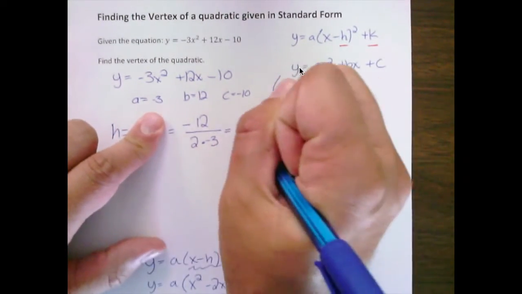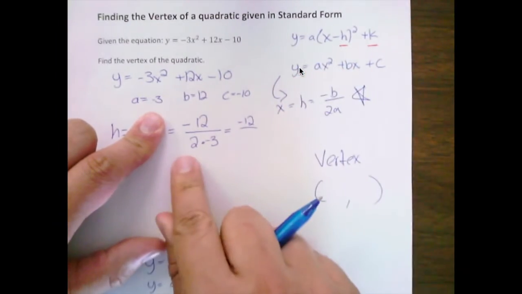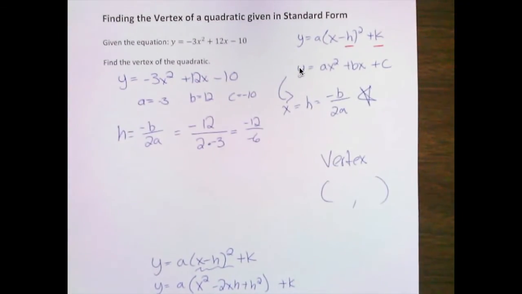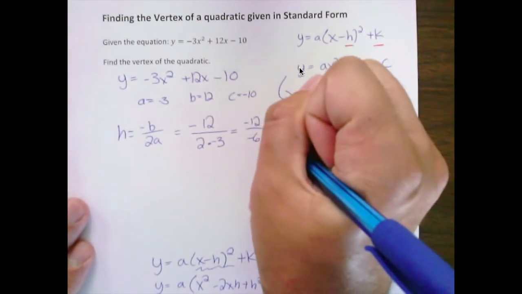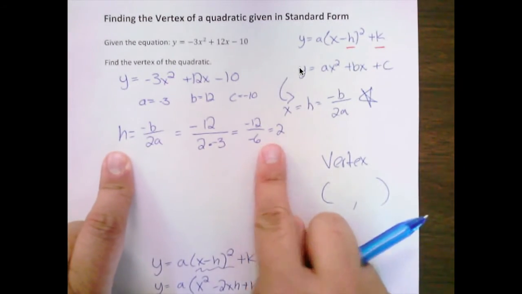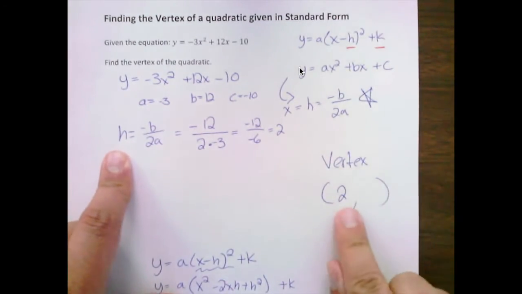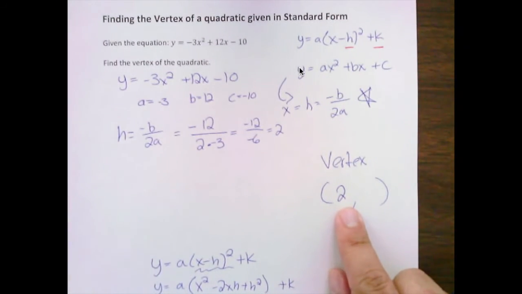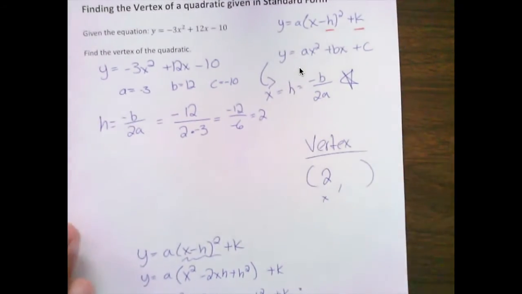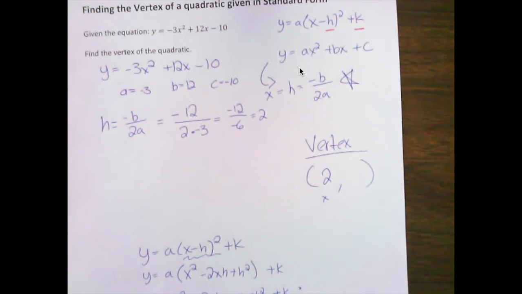The top stays just a plain old negative 12. The bottom is 2 times negative 3, which is negative 6. Negative 12 divided by negative 6 gives you 2. So what I just found was the h, aka the x value of the vertex. Okay, we're halfway there. A complete vertex gives me an x and a y value. So right now for the vertex, I know the x value is 2. All I have to figure out is what is the y value of that vertex.